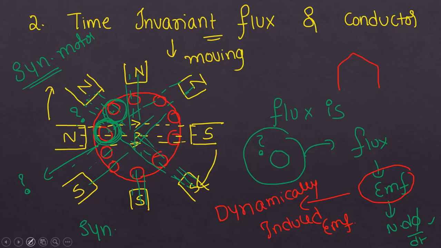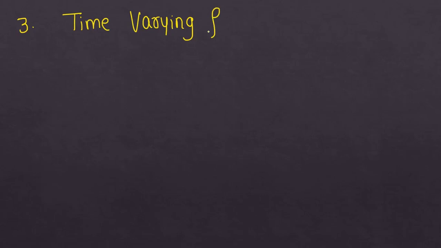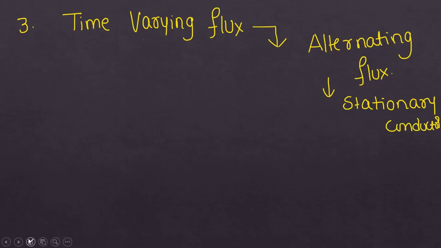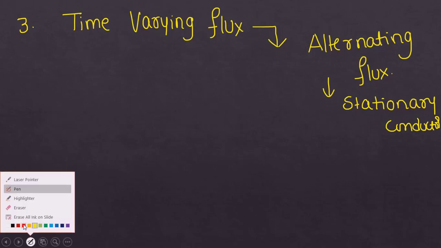Next we have seen one more flux linkage, that is time varying flux. That is nothing but alternating flux, AC flux. For this, there should be no movement. Alternating flux automatically links with stationary conductor. We know which machine is not a rotating machine, that is nothing but a transformer. Transformer doesn't rotate.